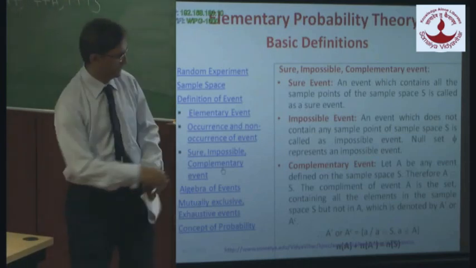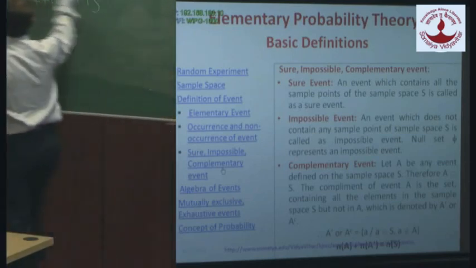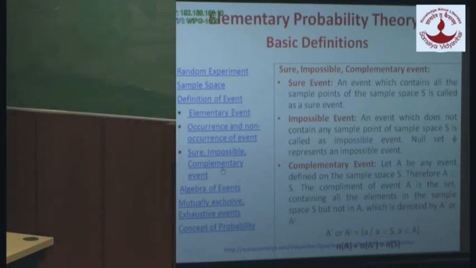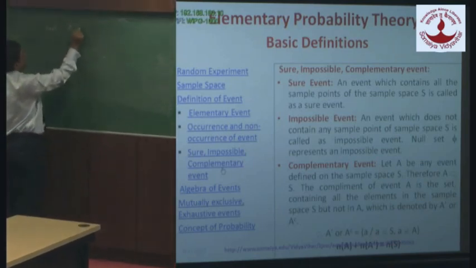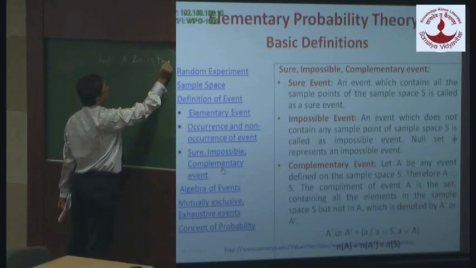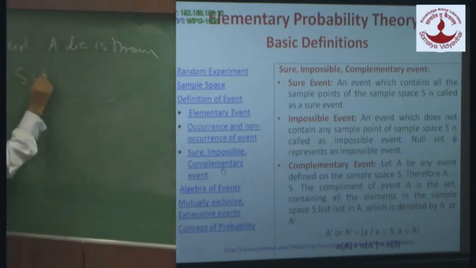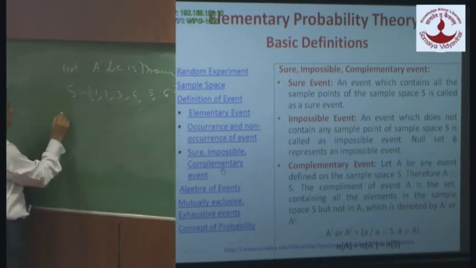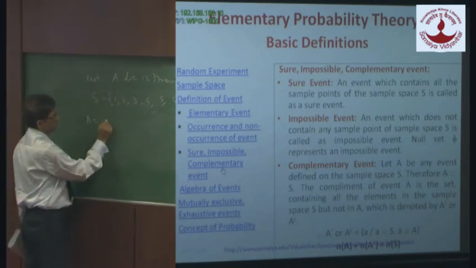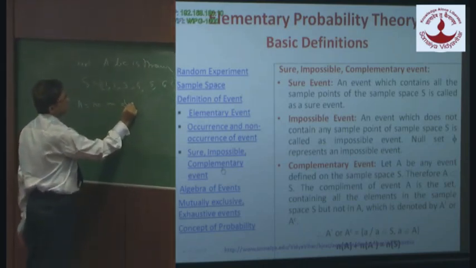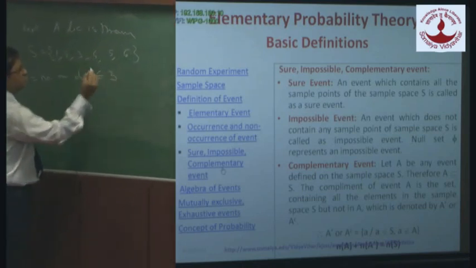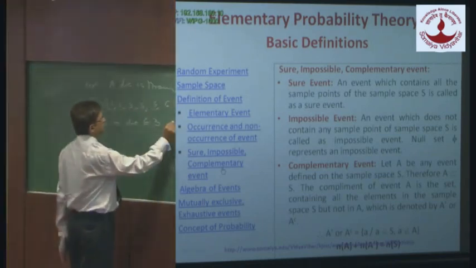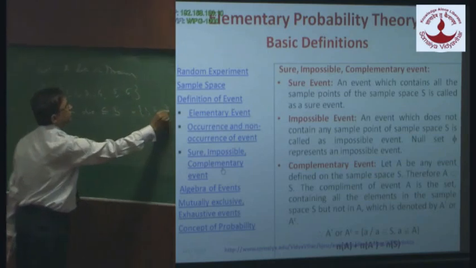Now complementary event. I define the complementary event with the help of an example. Take the same random experiment: a die is thrown. So the sample space, as you know, is 1, 2, 3, 4, 5, 6. Now I define the event A that the number on the die is less than or equal to 3. So what are the possible cases? Either 1 or 2 or 3.